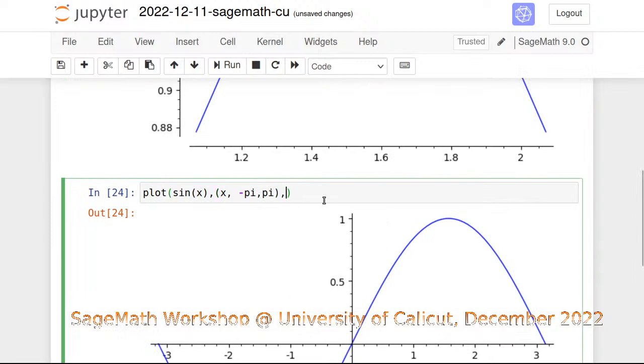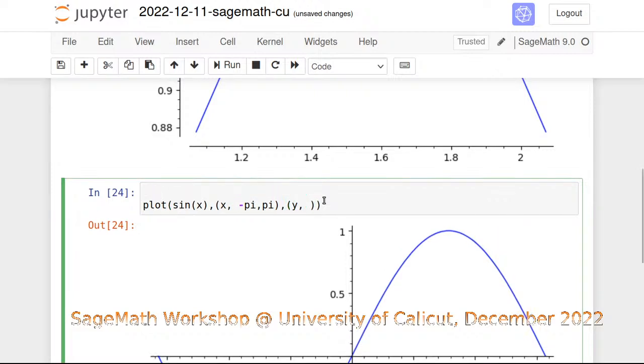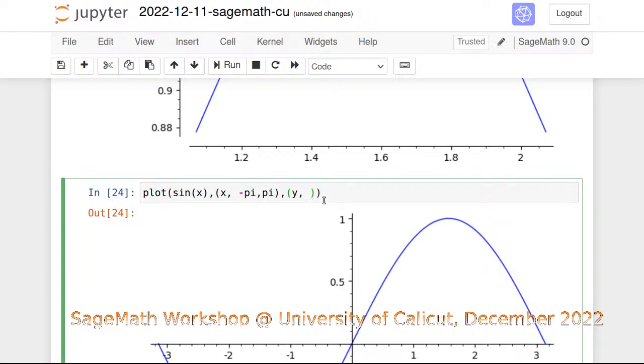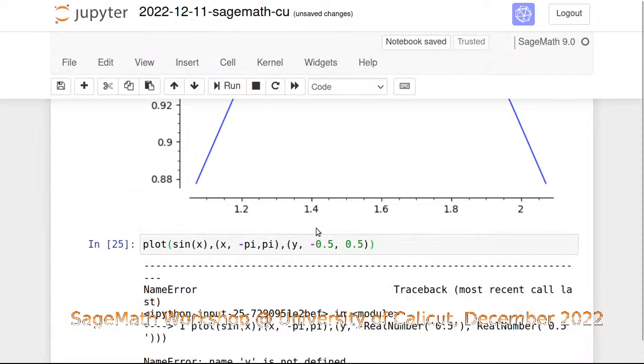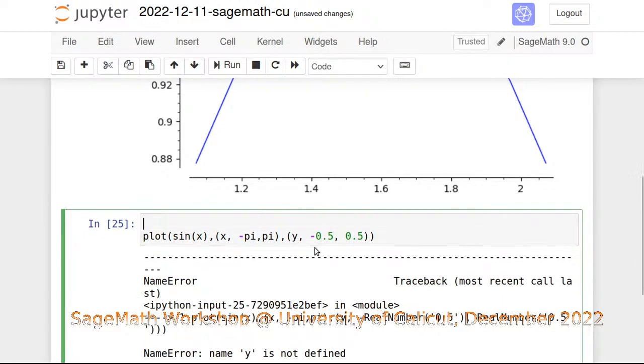Suppose we restrict the y range also, but does it know the y range? Y, but where is that y? There is no y here anyway. Maybe, okay, let us say that y between minus 0.5 to 0.5. If we specify, what will happen? There is an error. Let us try to fix that.